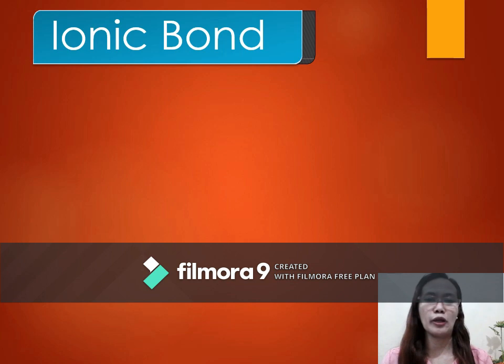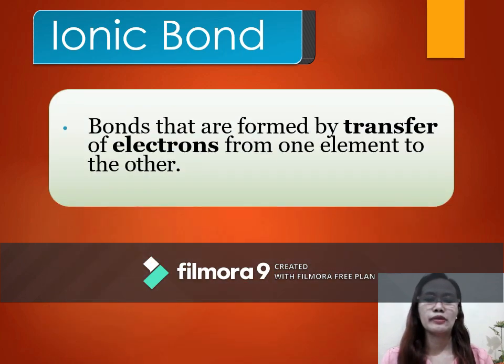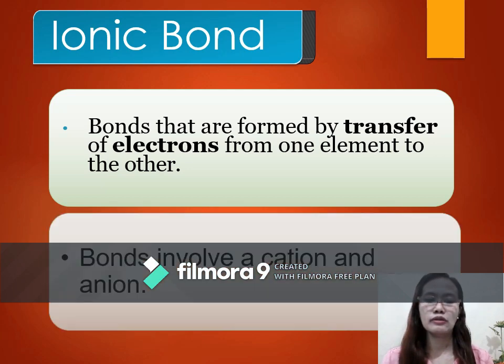Here's the definition of ionic bond. Bonds that are formed by transfer of electrons from one element to another. Ionic bond is formed by losing and gaining of electrons. This bond involves cation and anion. By the way, what is cation? When we say cation, it is a positive ion. Anion is a negative ion. Which element forms cation? How about anion? Normally, metals form cation and non-metals form anion.